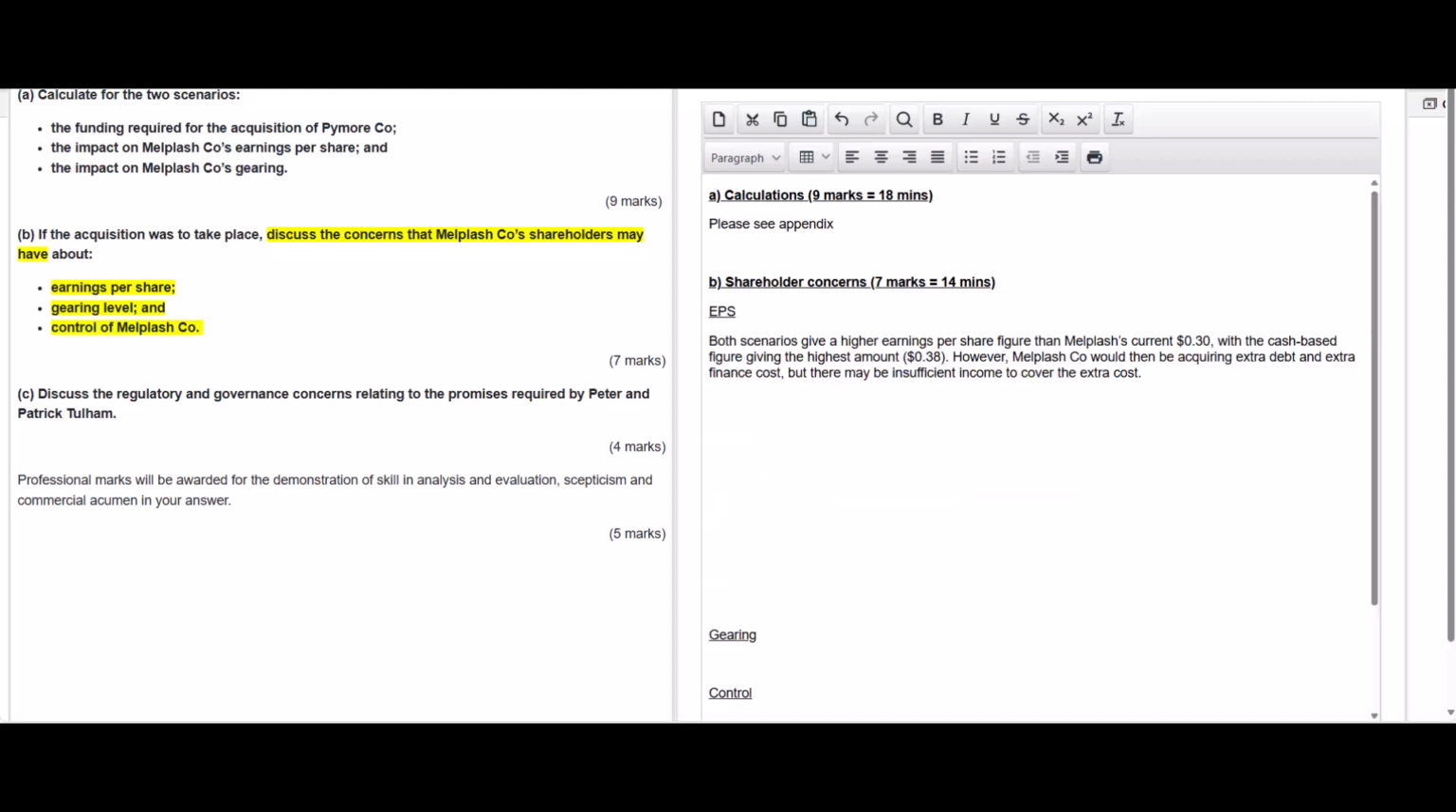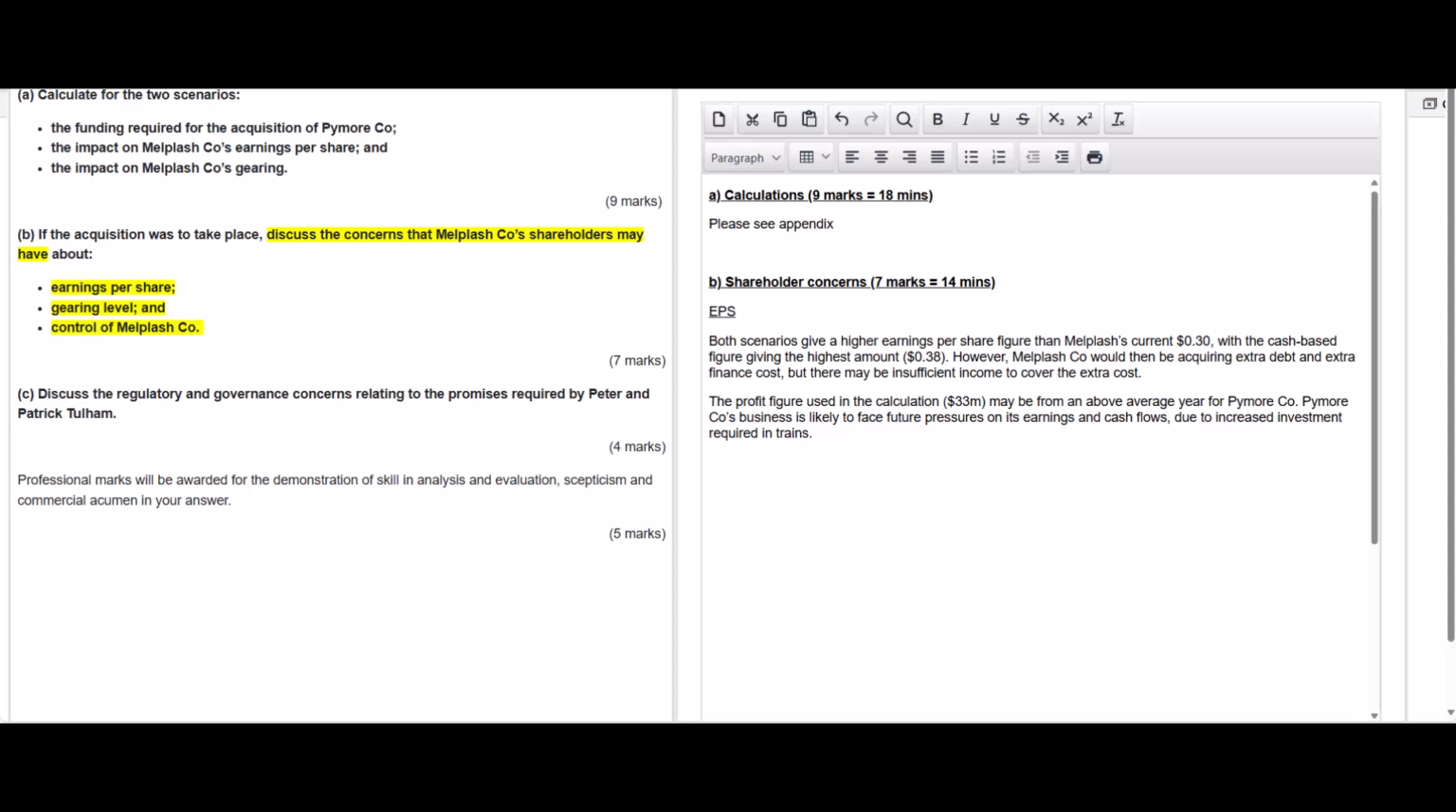So I've just started off by saying both scenarios give a higher earnings per share figure than the current 0.30, with the cash-based figure giving the highest amount of 0.38. So bringing in some of those numbers. But it's worth then just saying we would be acquiring extra debt and extra finance cost, when there may be insufficient income to actually cover that extra cost.